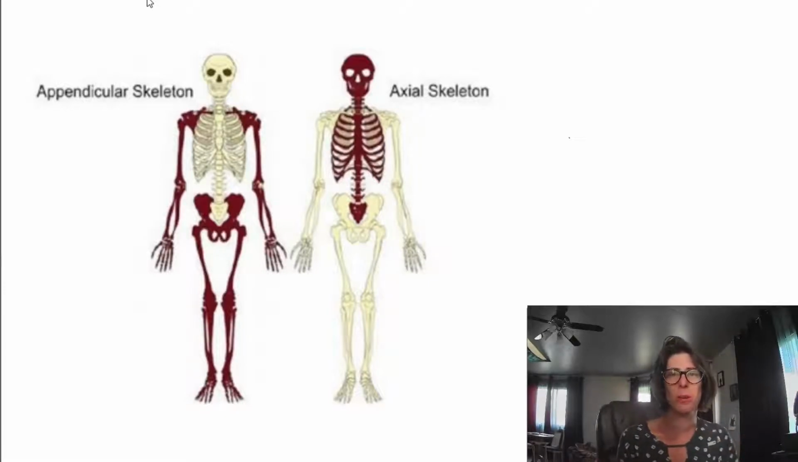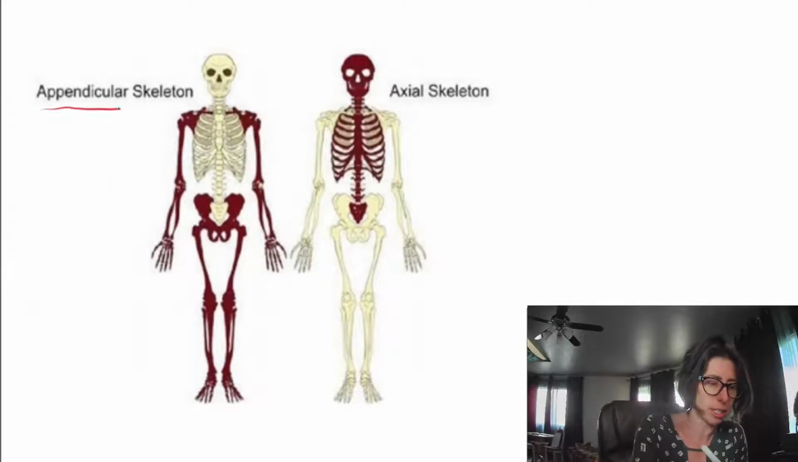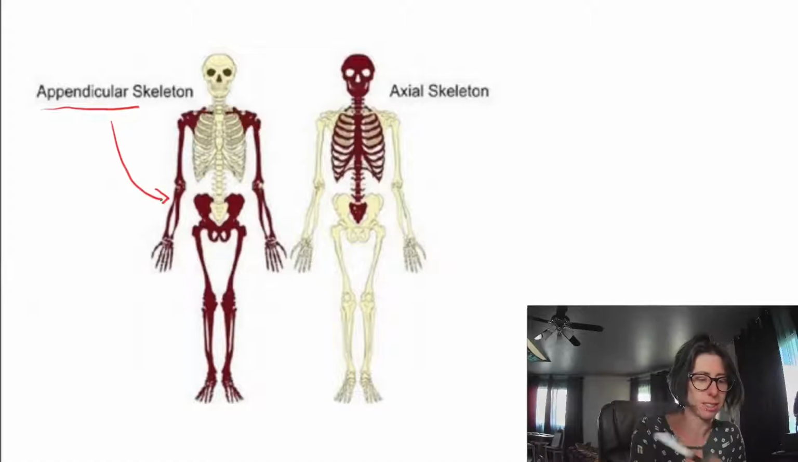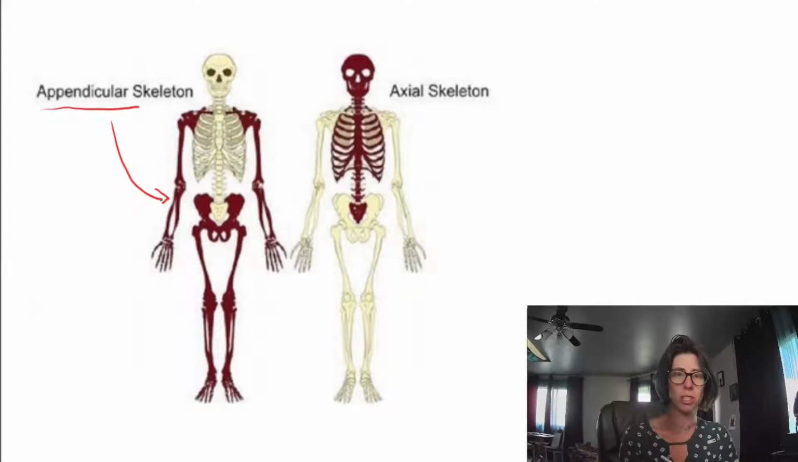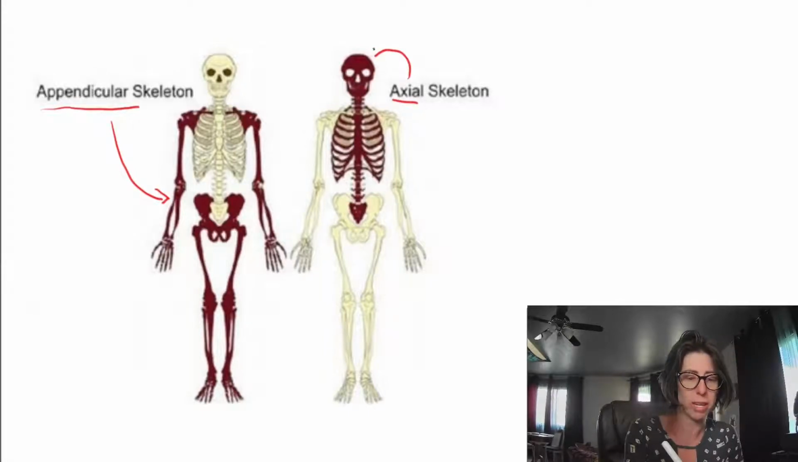The first two terms I want to start with are the Appendicular Region and the Axial Region. Shown here is Appendicular Skeleton and Axial Skeleton. So Appendicular is referencing, in the skeleton on the left, the regions highlighted in red. Axial is for the skeleton on the right, also the region in red. Appendicular refers to the appendages.